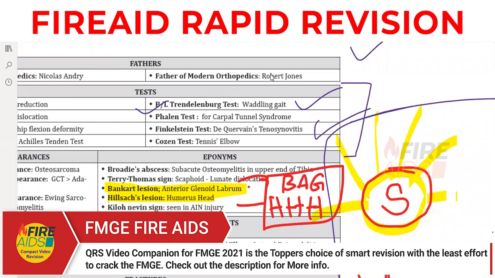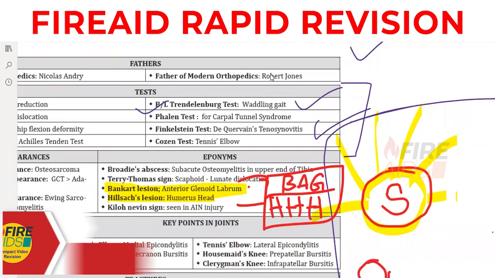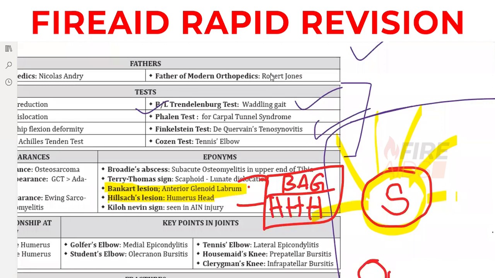Triple H is a wrestler. If you see him, he will have a hammer in his hand, so the hand is humerus. Hill-Sachs, humerus head. These two are a must if you memorize this table.